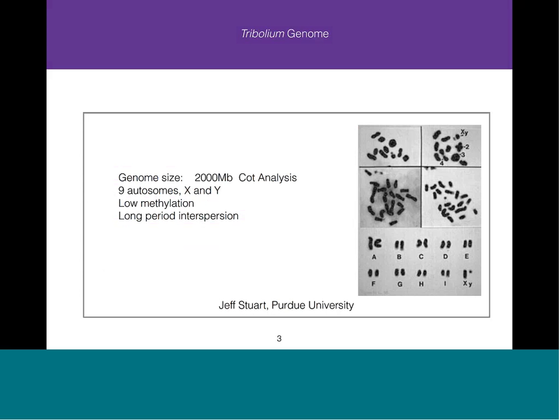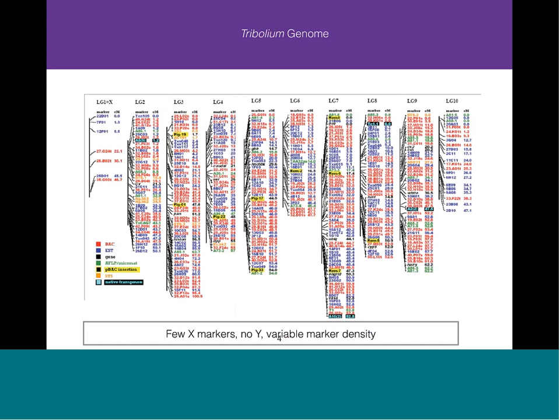One of the things that we did have was a molecular map, a genetic recombination map based on molecular markers. And here you can see the 10 linkage groups that we were able to devise. And even though we do have a fair number of markers, you can see that there's very few markers on the X on the left. There's no Y. And since then, we have been able to come up with a Y bin of some of the scaffolds that have been sequenced and assembled. And you can see that there's a lot of variable marker density in here.